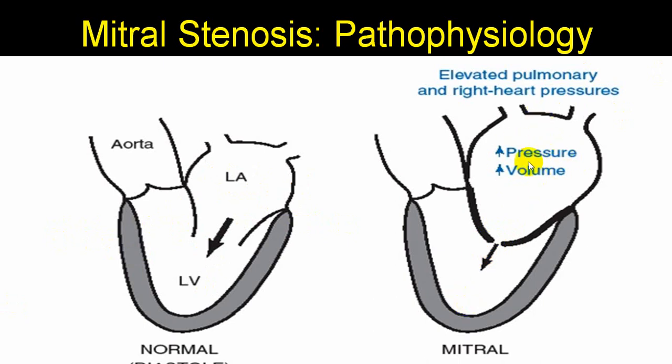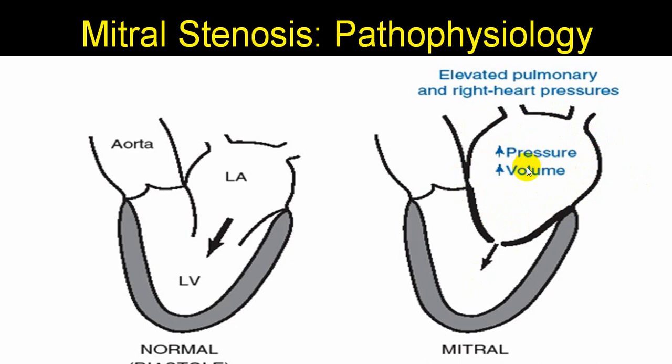LA has to do more work, so there is increased pressure in LA. LA will undergo compensatory hypertrophy. Being chronic, it undergoes hypertrophy; it tries to compensate. It also undergoes volume enlargement because less blood is going from LA to LV. So it will undergo dilatation plus hypertrophy. So the first chamber to be affected is the LA.